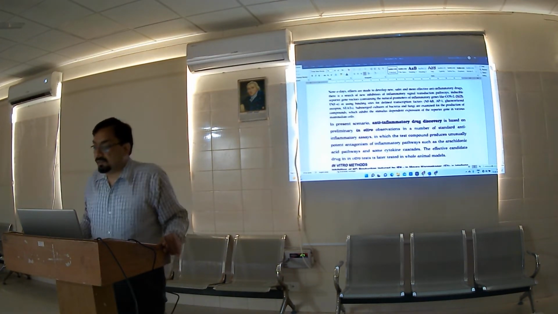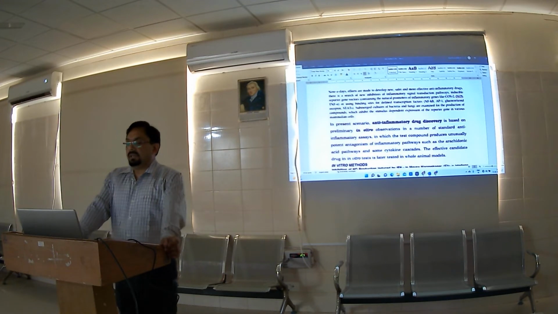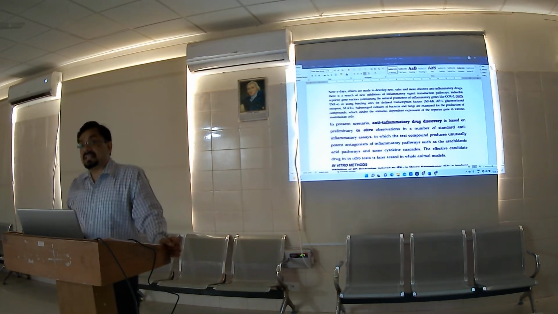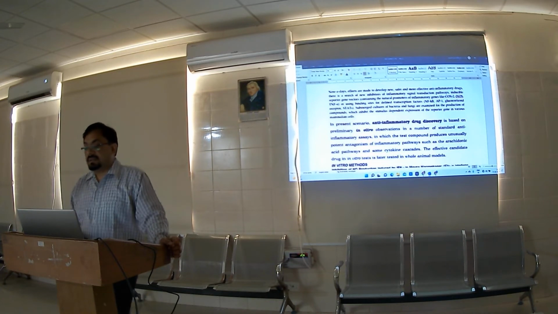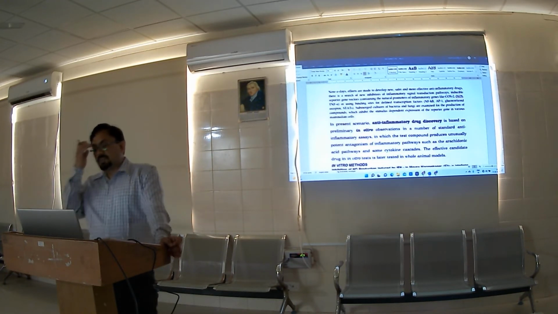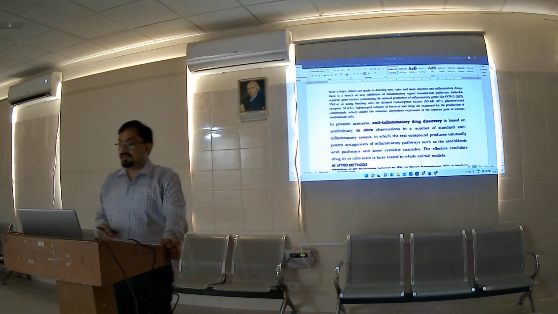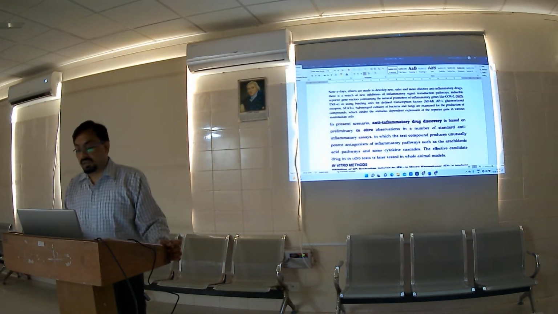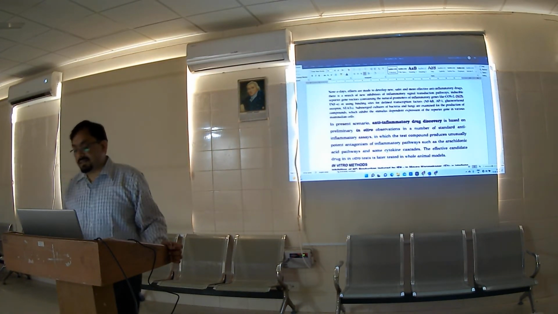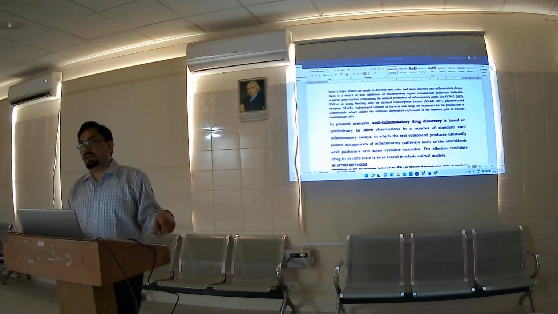So in the present scenario, anti-inflammatory drug discovery is based on preliminary in vitro observation in a number of standard anti-inflammatory assays, in which the test compound produces unusually potent antagonism of inflammatory pathways such as the arachidonic acid pathway and some cytokine cascades. The effective candidate drug in the in vitro test is later tested on the whole animal.